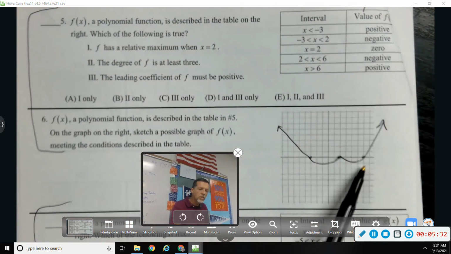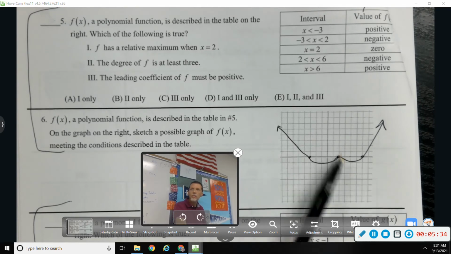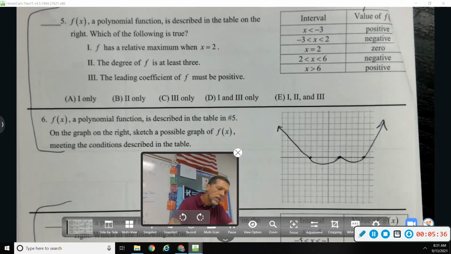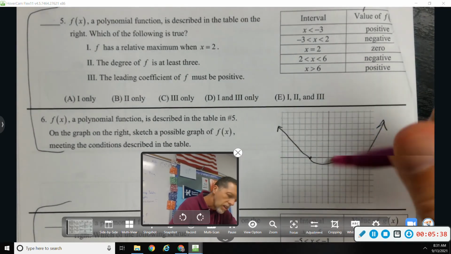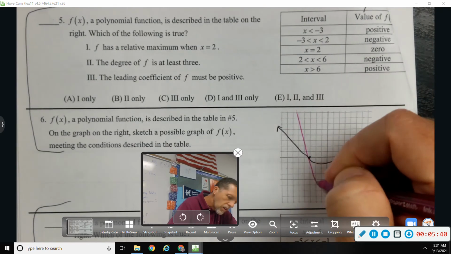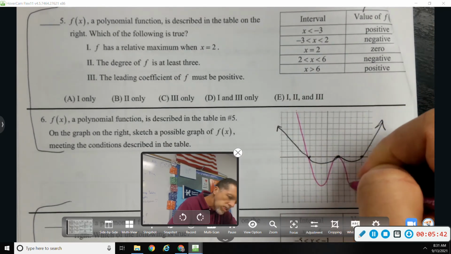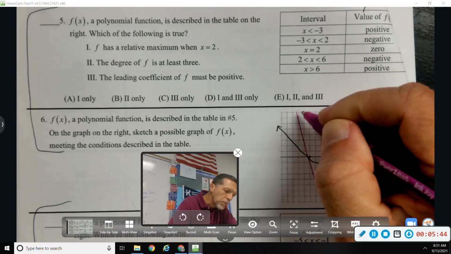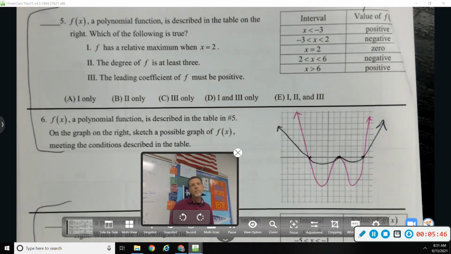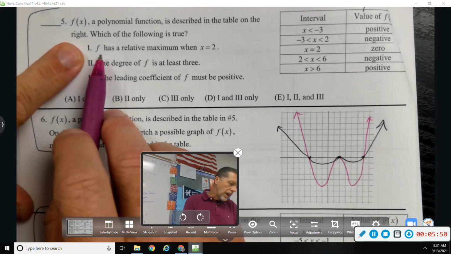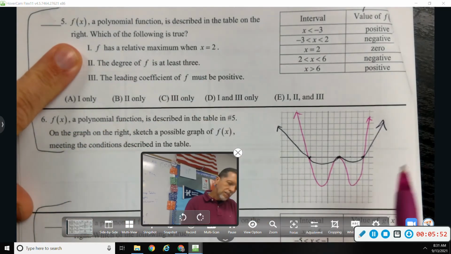So your picture should look something like that. It might have been steeper, but that's still the same type of graph. All right, f has a relative maximum when x equals 2.